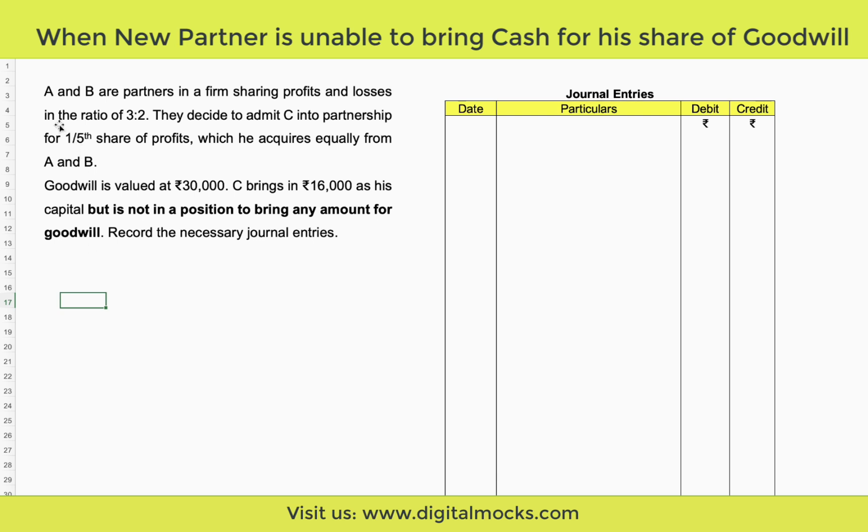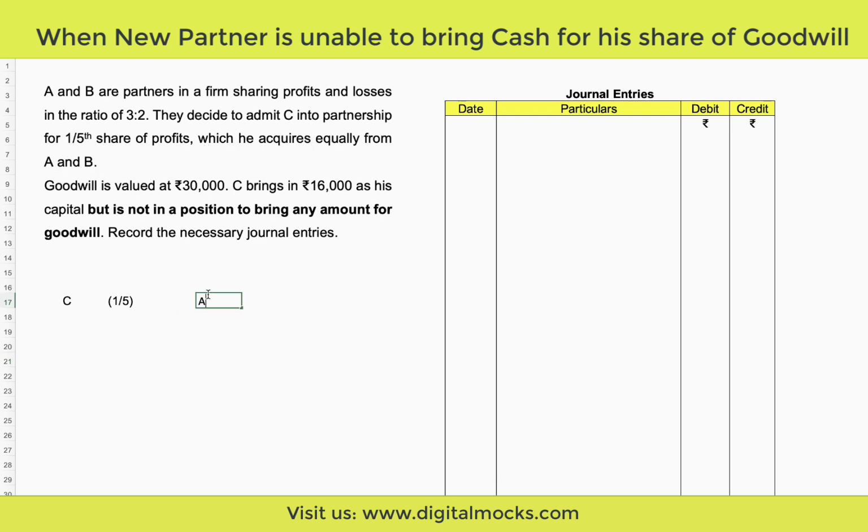Here we have a question, and the question says that A and B are partners in a firm sharing profits and losses in the ratio of 3:2. They decided to admit C into partnership for 1/5 share of profits. So C is the new partner and he is going to come in the firm for 1/5 share, which he acquires equally from A and B. So this statement is very important. He got this 1/5 share from A and B, and he got this share equally from A and B.